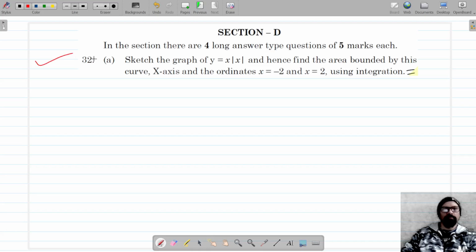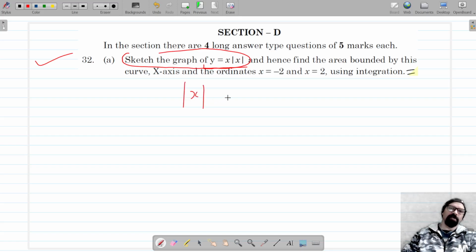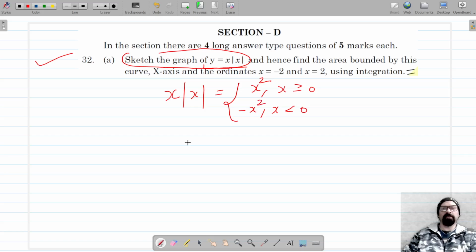For question number 32, part A, we have to sketch the graph of y is equal to x into modulus of x and find the area bounded by this curve, the x-axis and the ordinates. So the first task is to sketch the graph. We know that modulus of x is x when x is greater than or equal to 0, and it's negative x when x is less than 0. So if we multiply this with x, it becomes x squared, and this becomes negative of x squared.